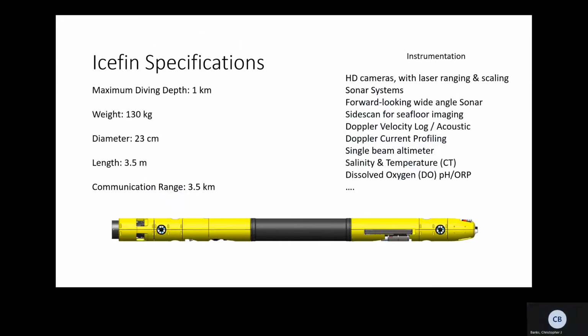These are the specifications of the Icefin. It has a maximum diving depth of over 1 kilometer. It weighs 130 kilograms. It's 3.5 meters in length, and it has a communication range of 3.5 kilometers. Its instrumentation includes, but is not limited to, HD cameras, sonar systems, Doppler current profiling, and salinity and temperature measurement devices, as well as many other instruments needed to analyze the ocean and the ocean floor.